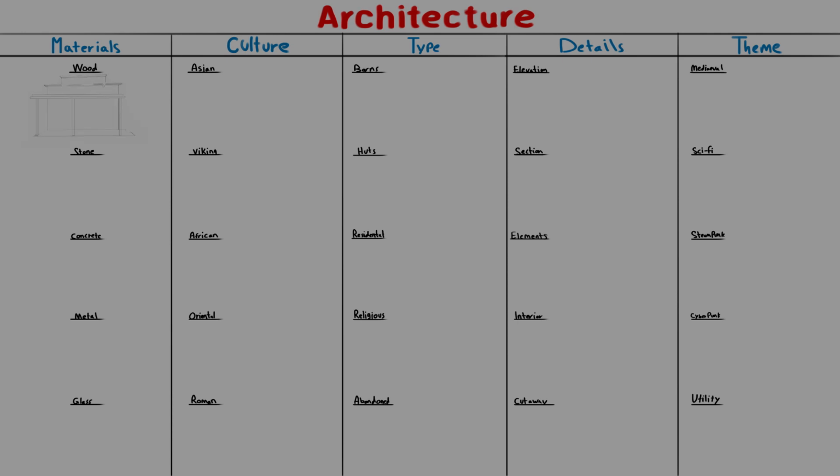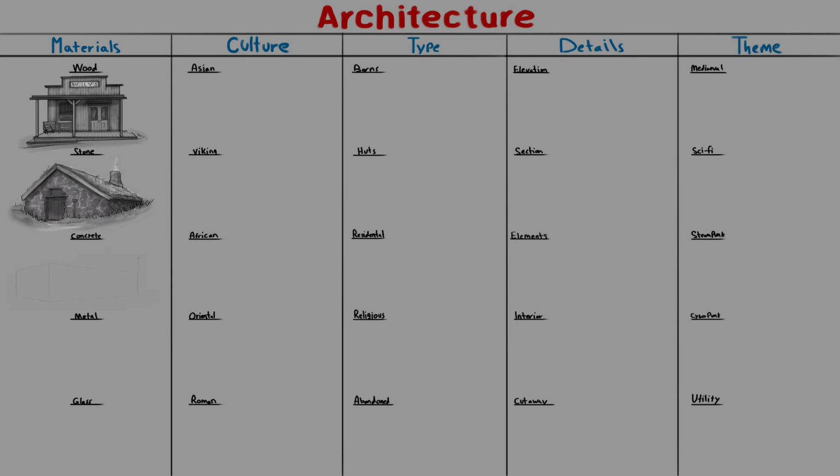The first subcategory we have is different material. Every building in every time period has a different type of building material. For example, we have the Western type of building using wood. We have the European medieval type using stone for their buildings. We have the present day era using concrete.